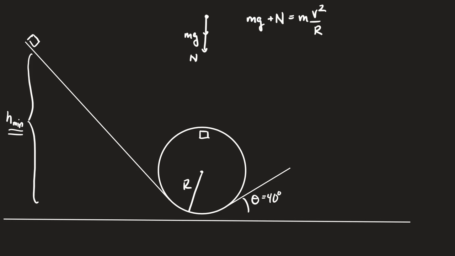Now again, this is a constant. This side depends on how fast you're going. It should be clear that the slower you go, the smaller the normal force will be. So the minimum speed you can have would be the one in which the normal force goes to zero. Good?